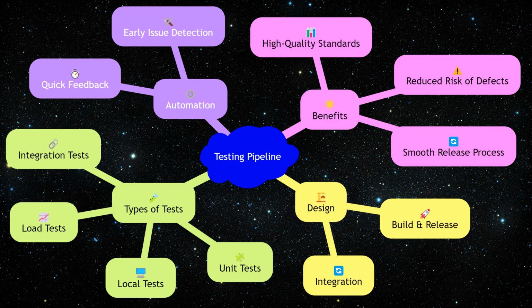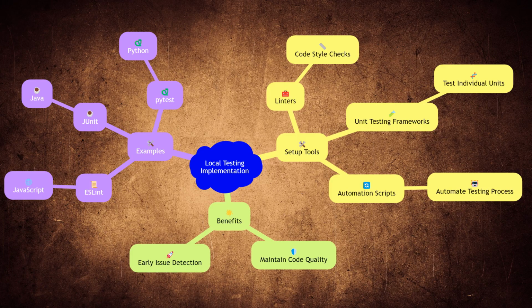A typical testing pipeline includes stages for running local tests, unit tests, integration tests, and load tests. Each stage is automated to provide quick feedback to developers and catch issues early. By designing an effective testing pipeline, teams can maintain high-quality standards, reduce the risk of defects, and ensure a smooth and reliable release process.